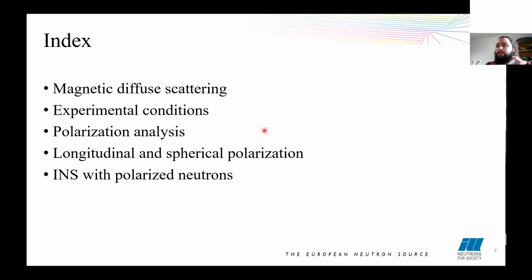And I will go a bit into more detail on some of the concepts that we've already seen. I will talk about longitudinal spherical polarization, mostly the instruments, and I will focus especially on the longitudinal part. And then I will finish with a brief talk on inelastic scattering using polarized neutrons.